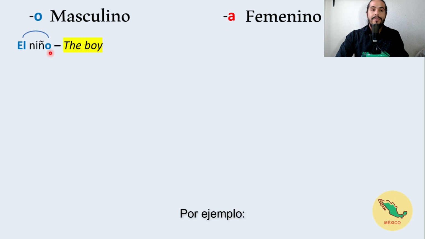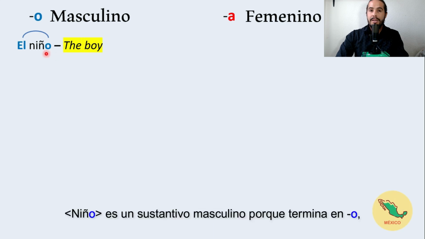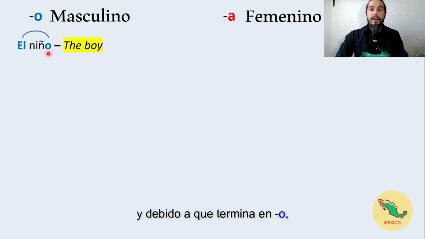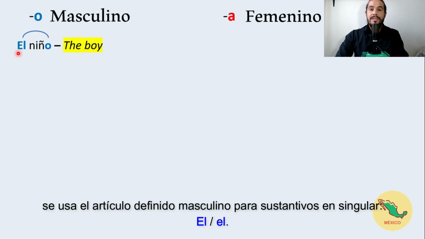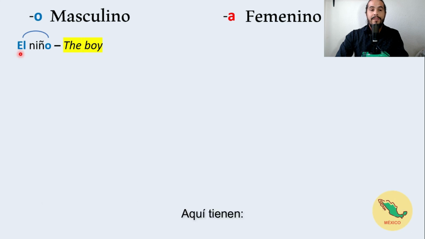For example, you have el niño, which means the boy. Niño is a masculine noun because it ends with O, and because it ends with O, you use the masculine definite article for singular nouns, el. So here you have el niño.